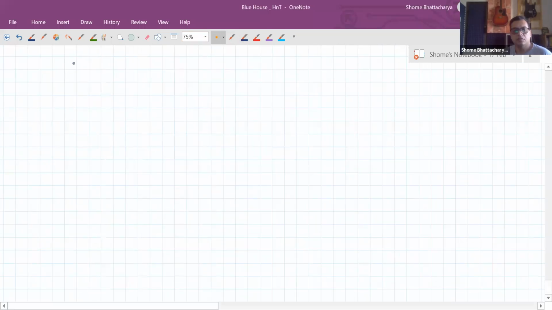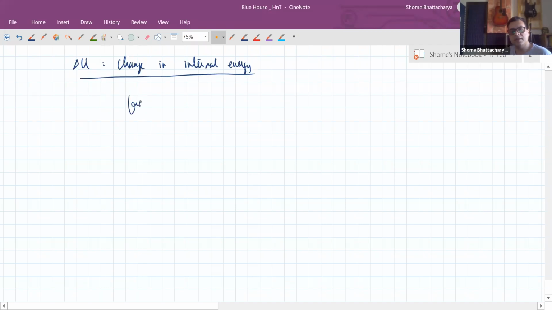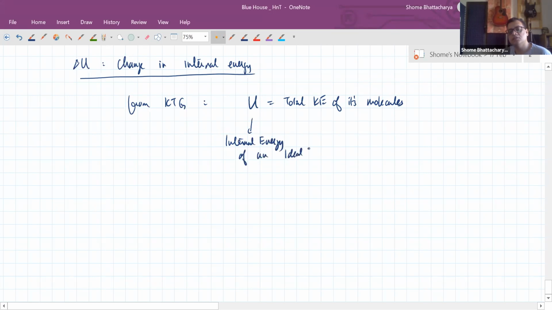Now, next thing, delta U, the change in internal energy. From kinetic theory of gases, we have understood that internal energy of a gas is the total kinetic energy of its molecules, of an ideal gas, that is. So that internal energy was given by the formula.